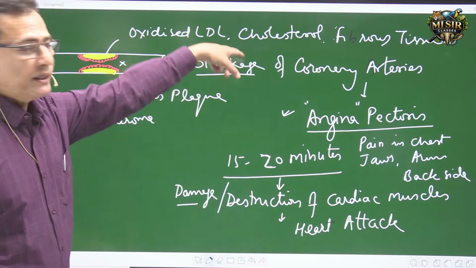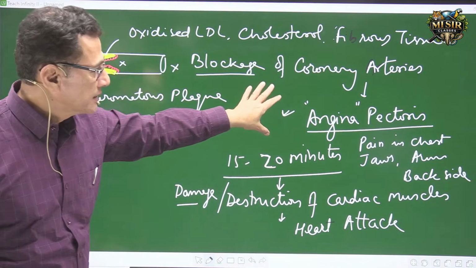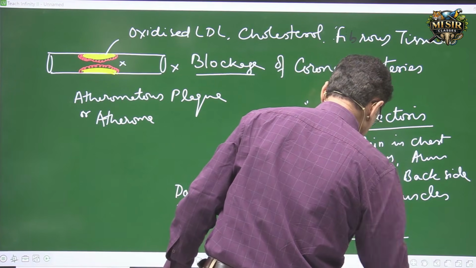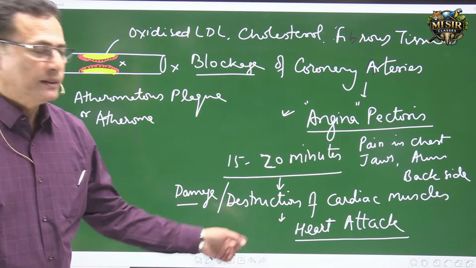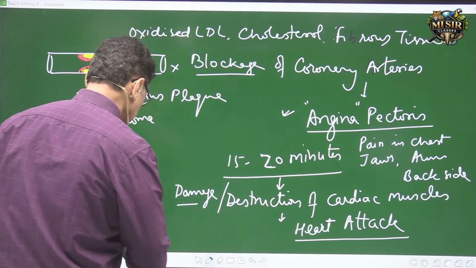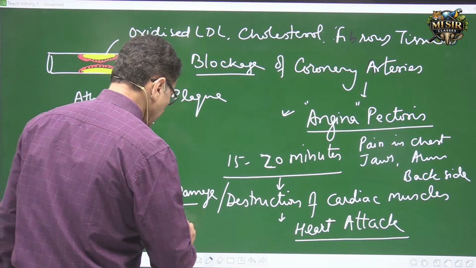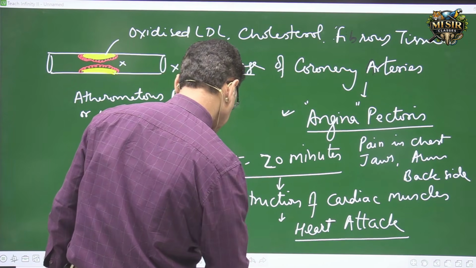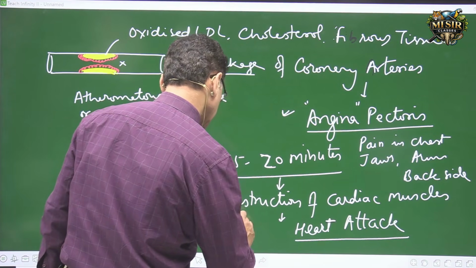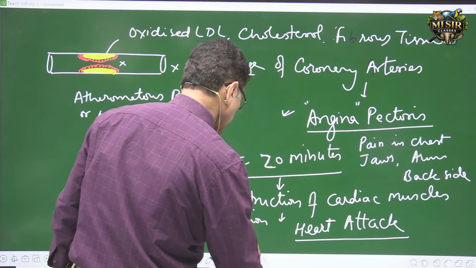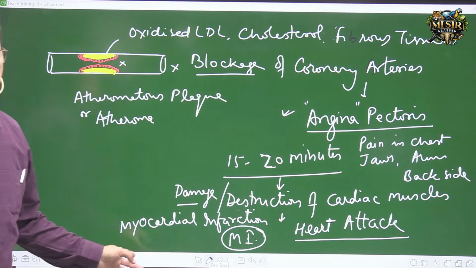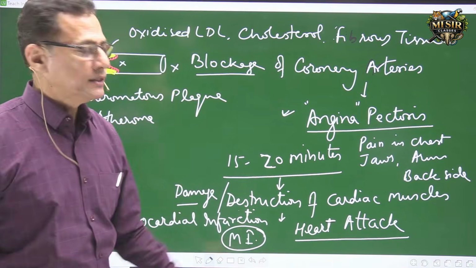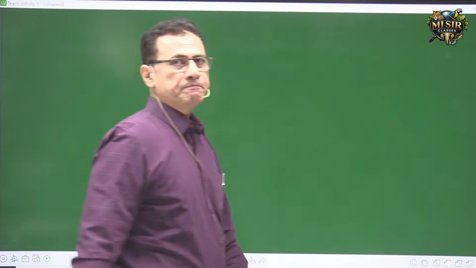The first condition is angina pectoris. It is a silent killer type of disease. The second condition which arises due to angina is heart attack. In layman language it is called heart attack. Scientifically, doctors call it myocardial infarction, in short MI. Myocardial infarction is death of the cardiac muscles due to unavailability of oxygen and nutrients. It is a life-threatening condition. It needs urgent treatment.